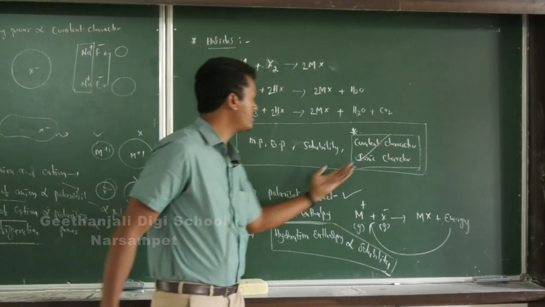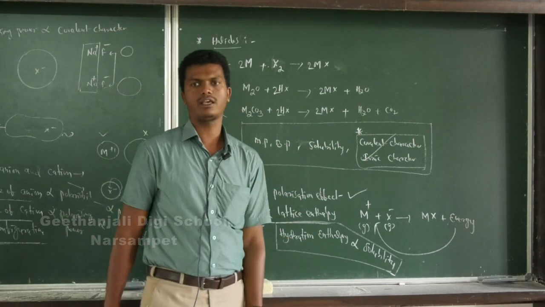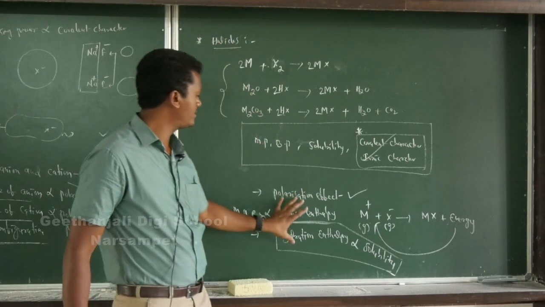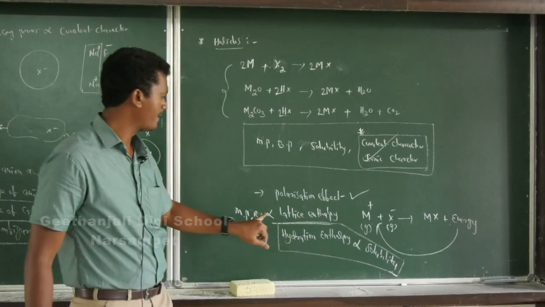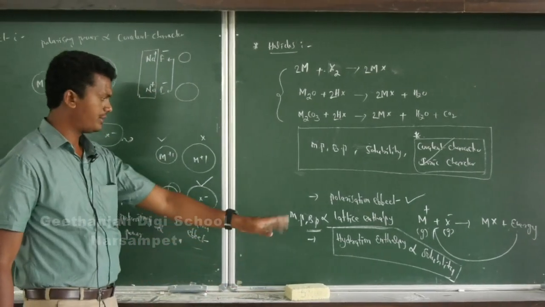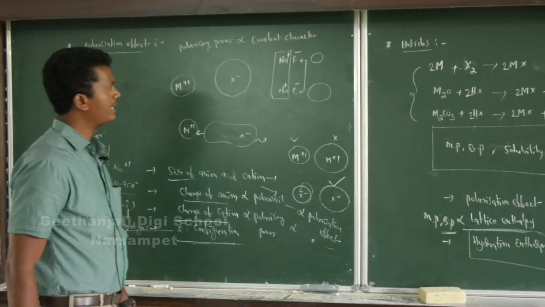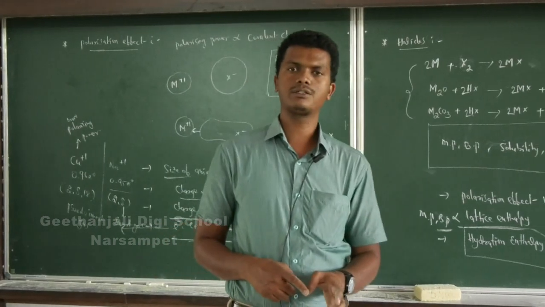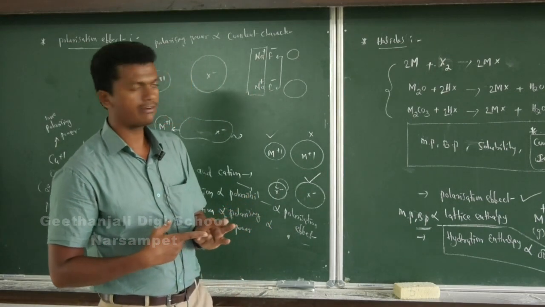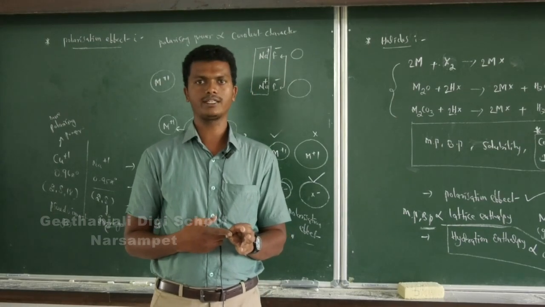So the polarization effect decides this character, lattice enthalpy decides this character, and hydration enthalpy decides this character. The properties of these halides are decided by these three factors: the polarization effect, lattice enthalpy or lattice energy, and hydration enthalpy or hydration energy. These are the characteristic properties of the compounds formed by alkali metals. What we have completed till now: the properties of oxides and the properties of halides. The remaining portion I will continue with you in the next part. Thank you.